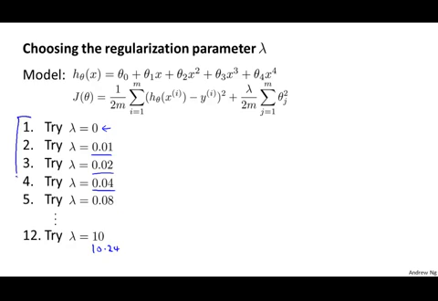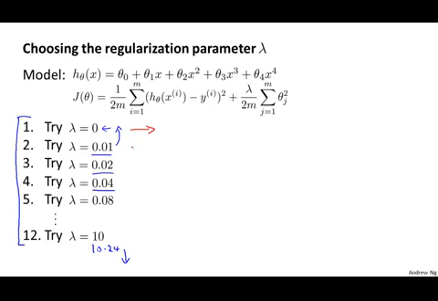So this gives me maybe 12 different models that I'm trying to select amongst, corresponding to 12 different values of the regularization parameter lambda. And of course, you can also go to values less than 0.01 or values larger than 10, but I've just truncated it here for convenience. Given each of these 12 models, what we can do is then the following.